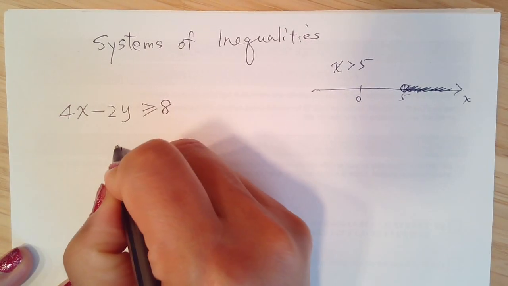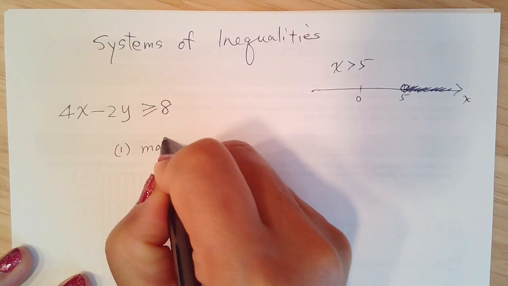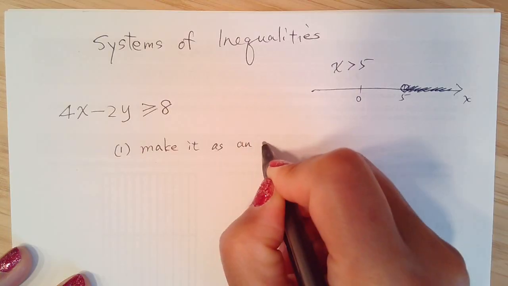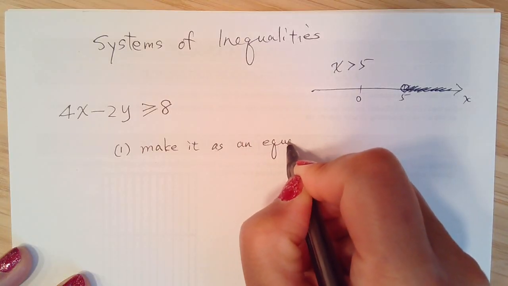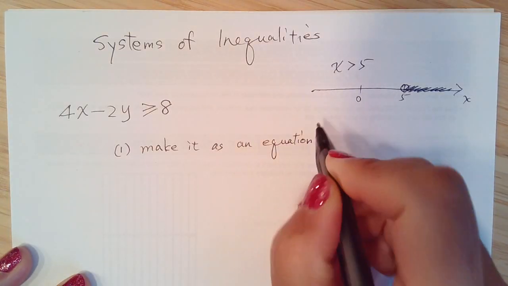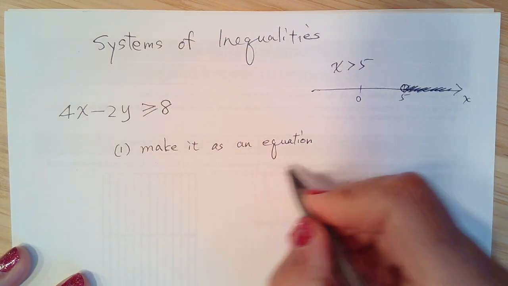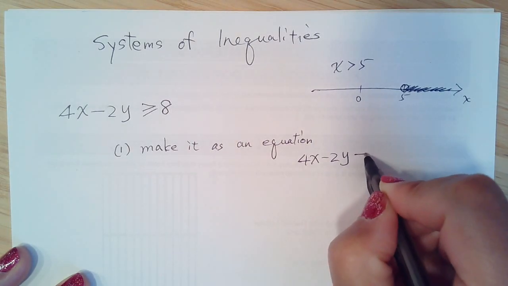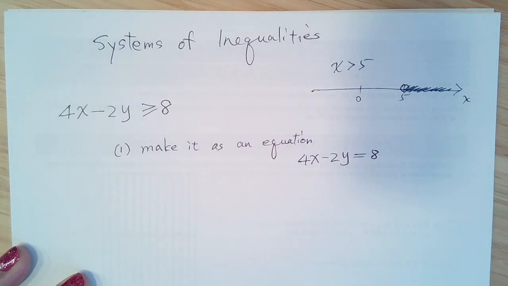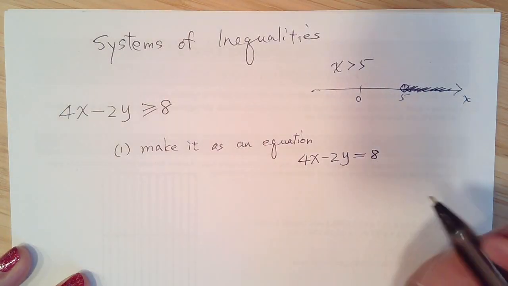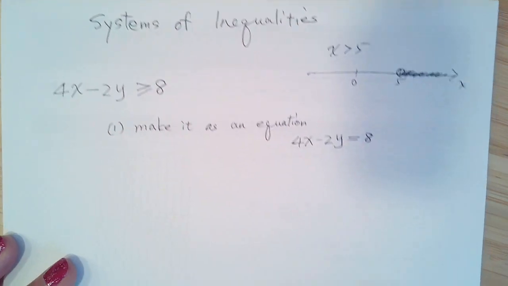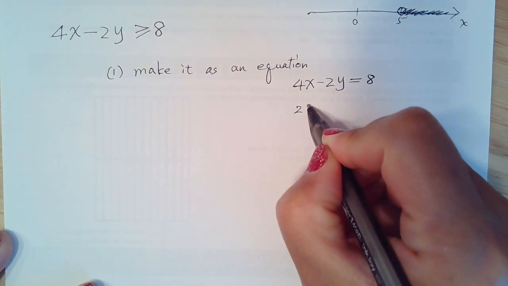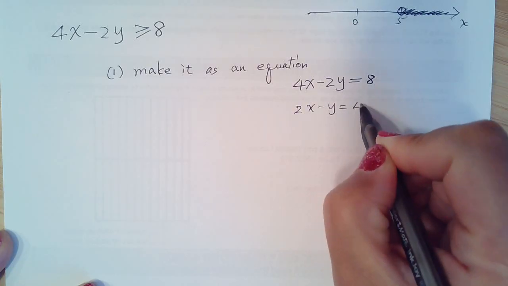The first one, make it equal. Make it as an equation. So just forget about the inequality sign. What you need to do is you make that to be 4x minus 2y equals 8. Okay, or you can already see that all the coefficients are divisible by 2, so I can just do that. I get a 2x minus y equals 4.